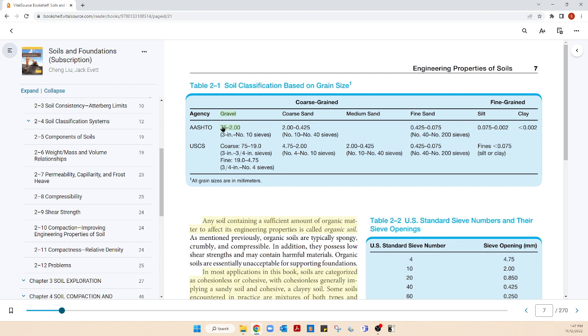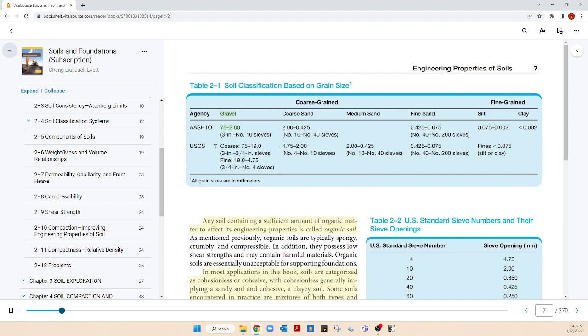Remember over here, the gravel passes the 75, which is bigger, and is retained on what the coarse sand goes through. We're talking sand versus gravel here.